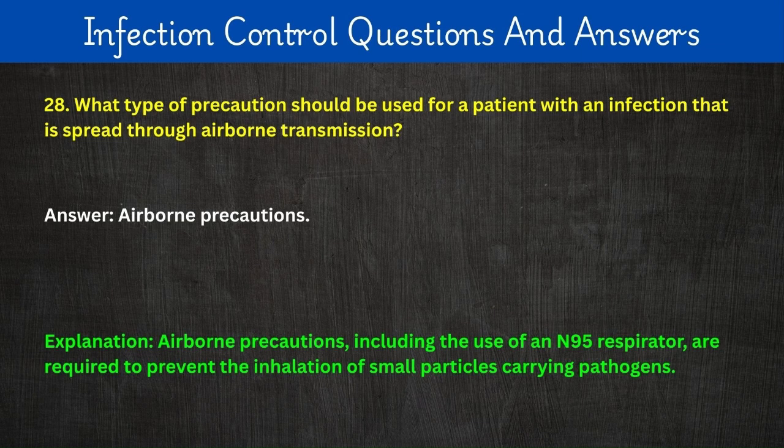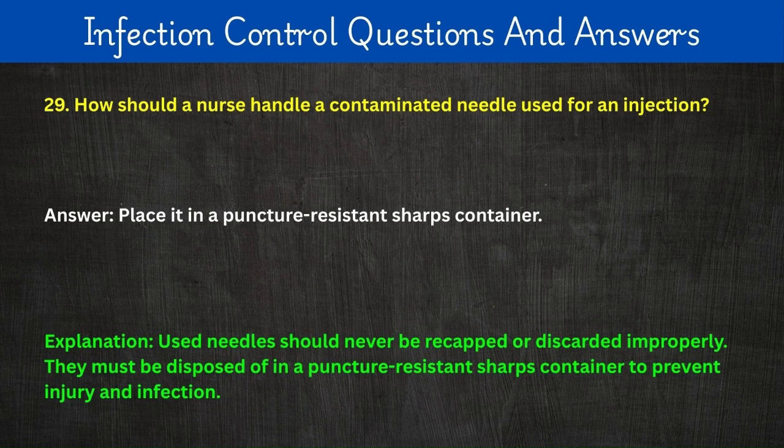28. What type of precaution should be used for a patient with an infection that is spread through airborne transmission? Answer. Airborne precautions. Explanation. Airborne precautions, including the use of an N95 respirator, are required to prevent the inhalation of small particles carrying pathogens.